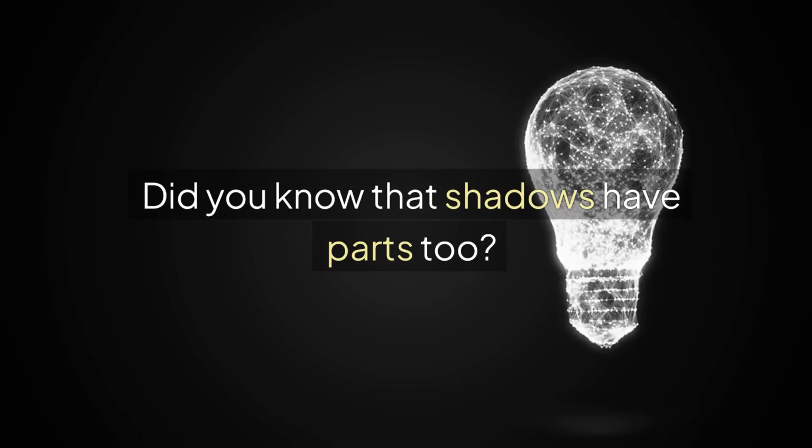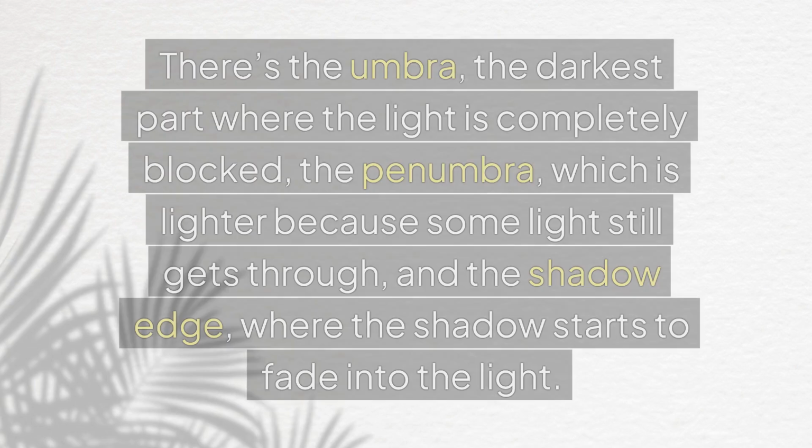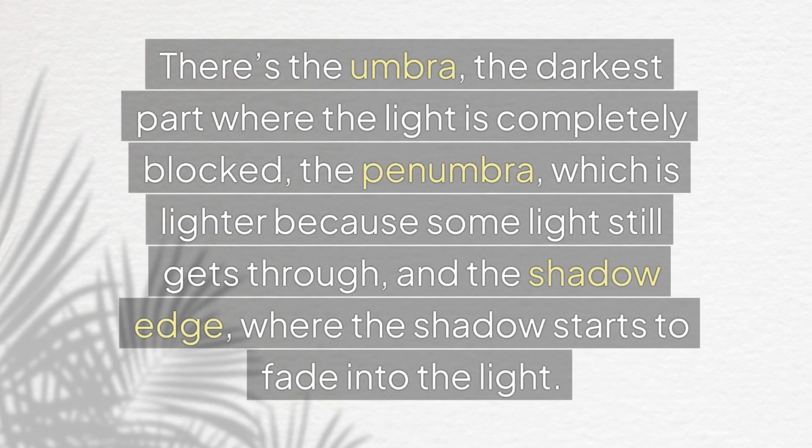Did you know that shadows have parts too? There's the umbra, the darkest part where the light is completely blocked, the penumbra, which is lighter because some light still gets through, and the shadow edge, where the shadow starts to fade into the light.